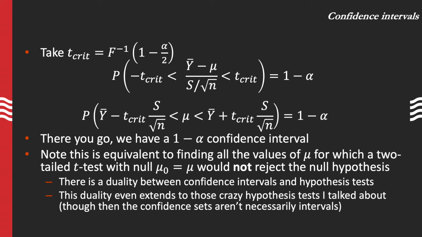And it turns out this duality even extends to those crazy hypothesis tests I was talking about before, where the rejection regions were not a single interval, they were just kind of random or weird. But we're not going to talk about that too much. It turns out confidence intervals have to be generalized to confidence sets in that case. They don't have to be intervals. But other than that, it's the same exact type of logic.